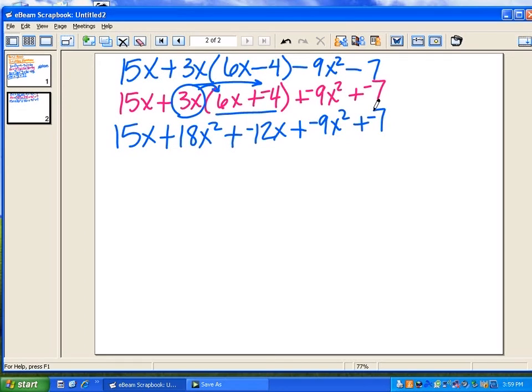And now I'm going to combine my like terms. I'm going to start with my squares. So I have 18x squared, and I have -9x squared. Some of them are positive, and some of them are negative, and I get 9x squared when I combine them.